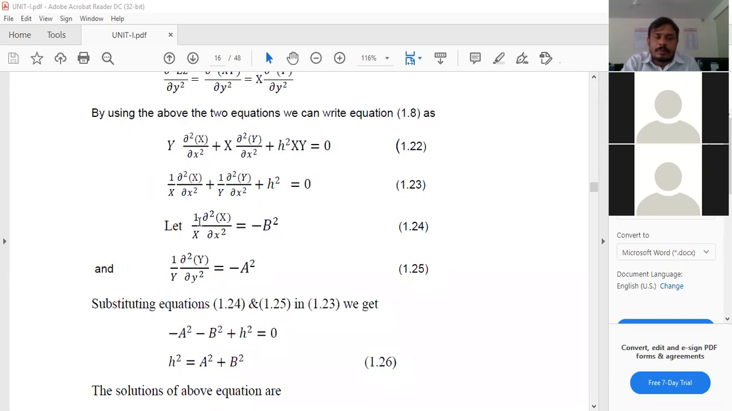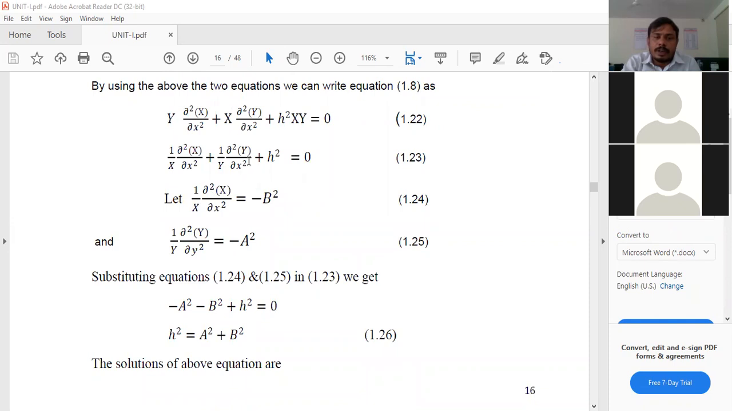So 1 by X, ∂²X/∂x² is equal to minus b², and 1 by Y into ∂²Y/∂y² is equal to minus a². This is already told, no?